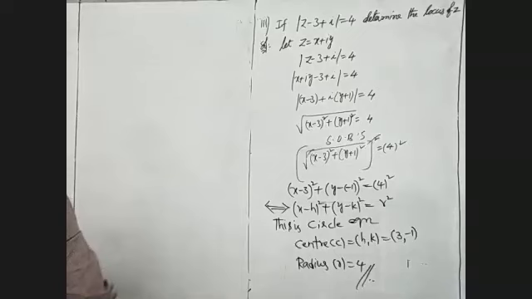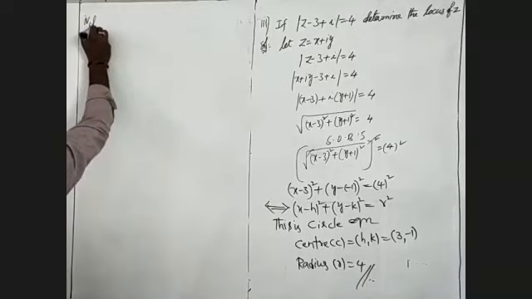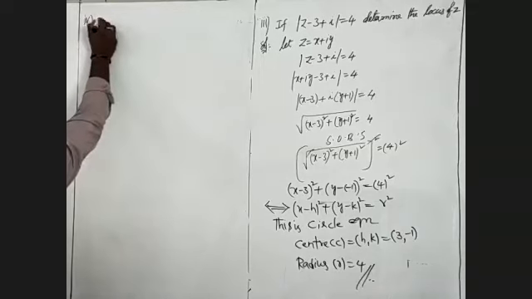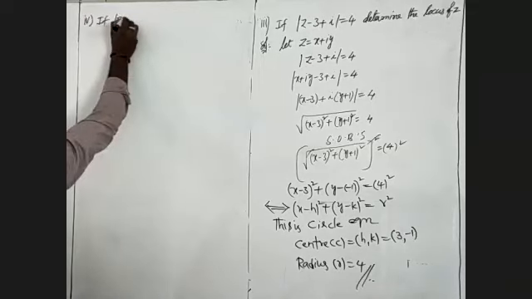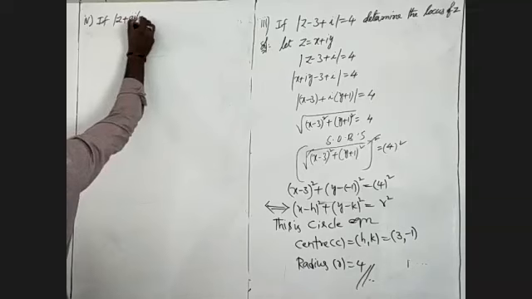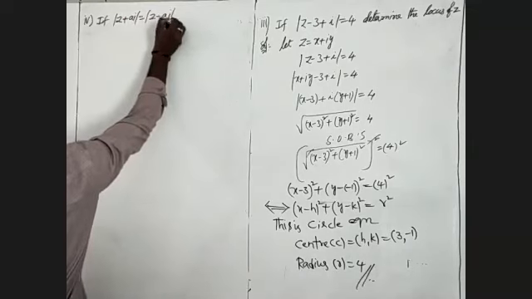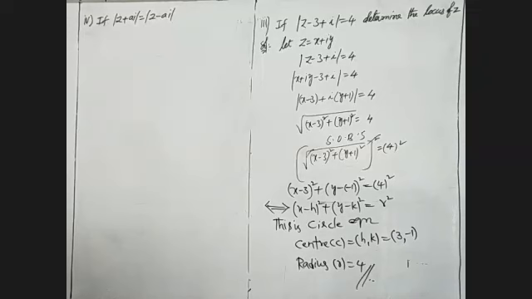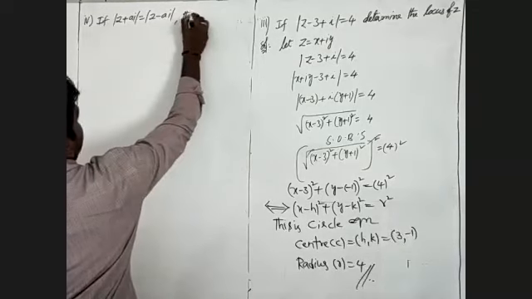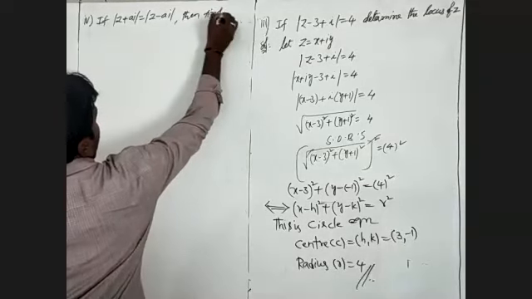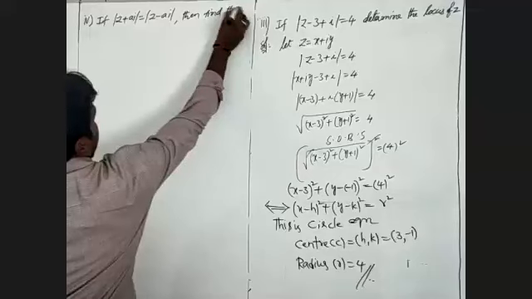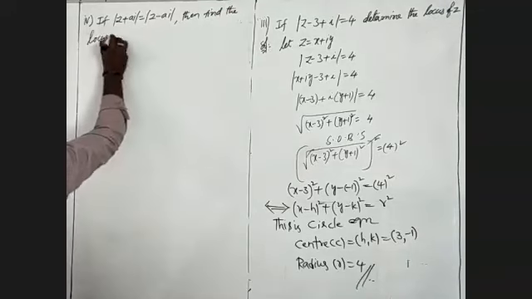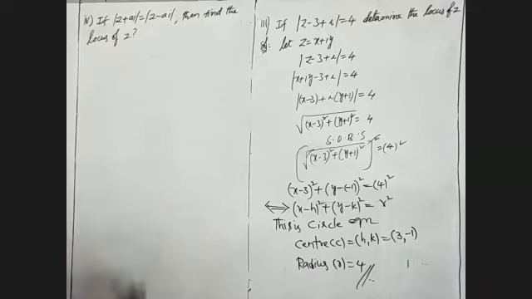Now I am going to the fourth one. First I will write the problem. If mod of z plus ai is equal to mod of z minus ai, then find the locus of z. We will observe this one.